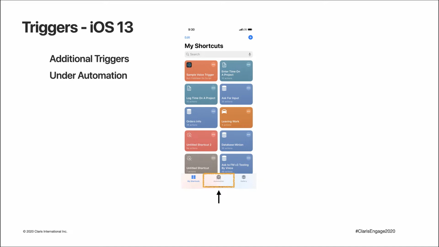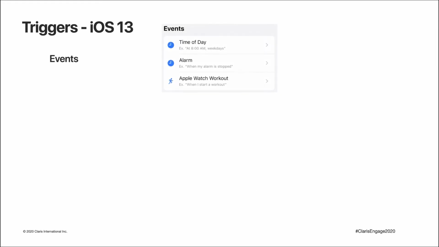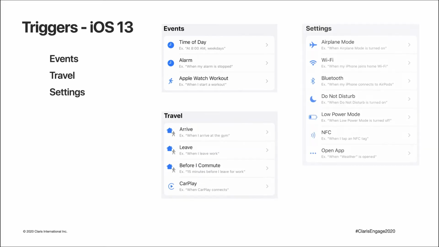Additional triggers are under Automation, and there's a whole slew of shortcuts that are shared in the community. If you go to the Gallery, that's a whole other place to explore. But under Automation, there's home automation and personal automations. If you go to personal automations, there's events, travel, and settings. Each of these can trigger your shortcut. So for example, when an alarm is stopped, that's an opportunity to be a trigger that then runs your shortcut.